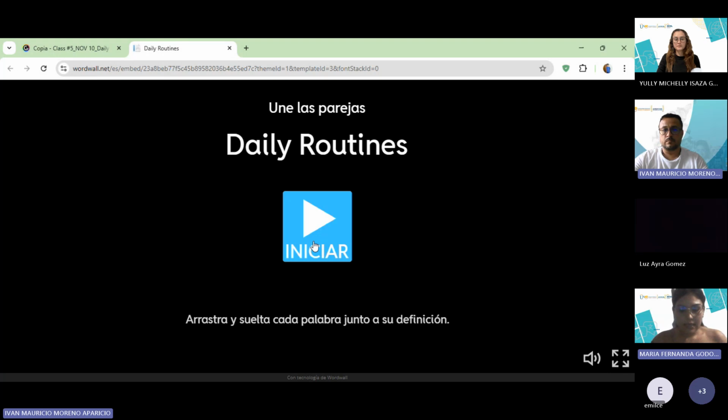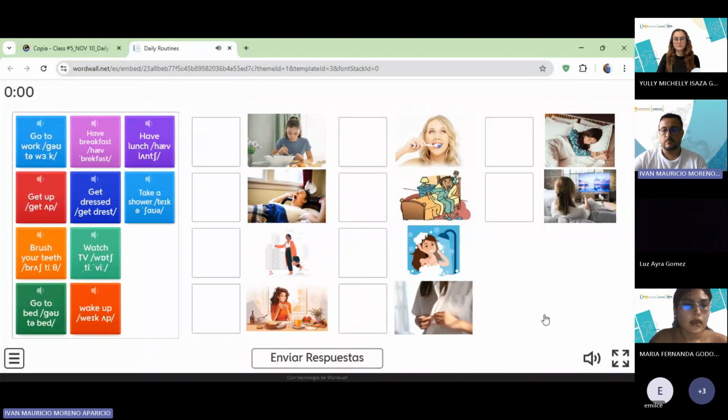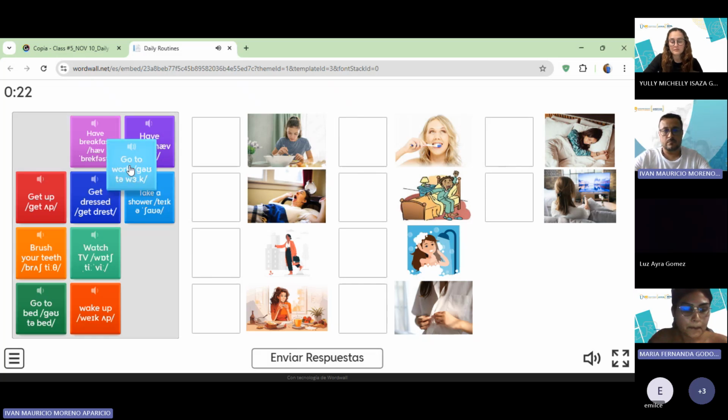So please, we are going to participate. In this activity, we have the sentence and the image, okay? So the first one is go to work. What do you think represents the sentence, students? What do you think? Number 3. Number 3, say. Go to work.